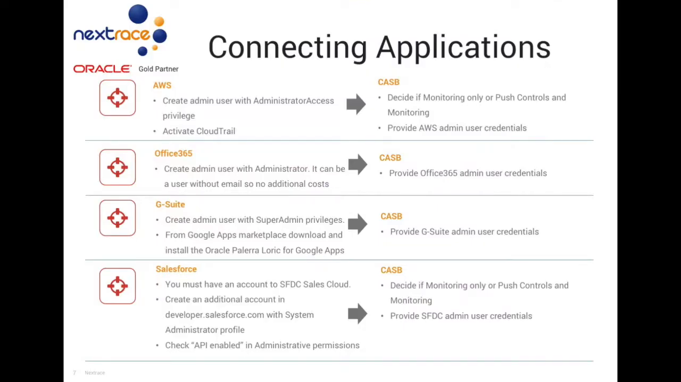Connecting applications in CASB is really easy and straightforward. For Office 365, you need just to create an admin user dedicated to CASB. In G Suite, you need an admin user and the CASB application to be downloaded in the G Suite infrastructure. For Amazon Web Services, you need an admin user and to activate the CloudTrail. For Salesforce, you need an admin account in Salesforce and access to the SFDC developer portal.